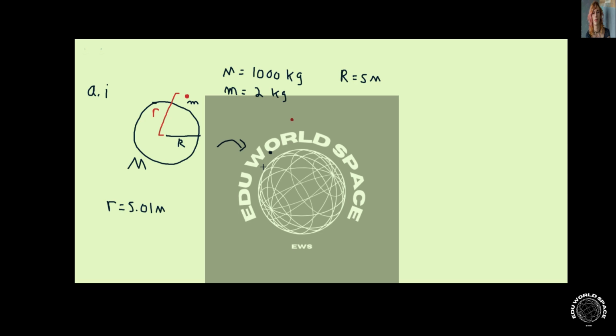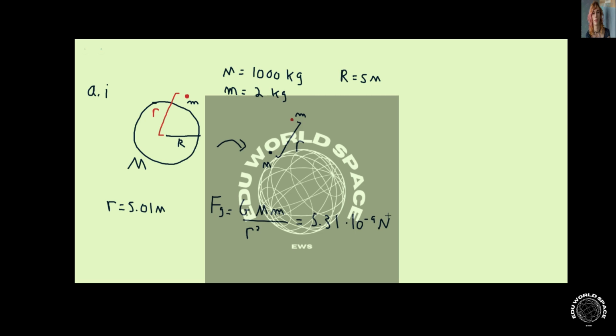So we have our large mass that we just treat as being a single point particle, and it's a distance little r away from our small test mass. Now we can just apply our gravitational force equation. So Fg is just going to be the gravitational constant times capital M times little m over little r squared, the 5.01 meters. We can evaluate that and get 5.31 times 10 to the minus ninth newtons.